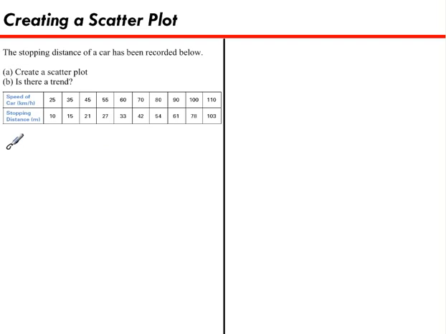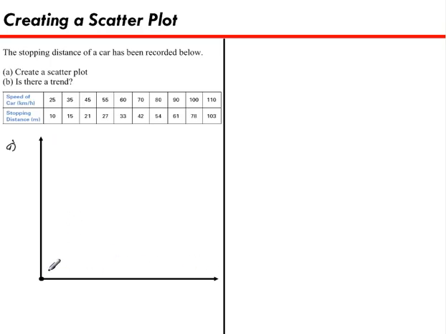Like most graphs, a scatter plot requires that we make an x and a y axis. So let's make those first. Here's our x-axis, and it has an arrow on the end to show that it continues on. And we have a y-axis that goes up, and it has an arrow also to show it continues on. The first row, the speed of the car, that will be our x-axis down on the bottom.